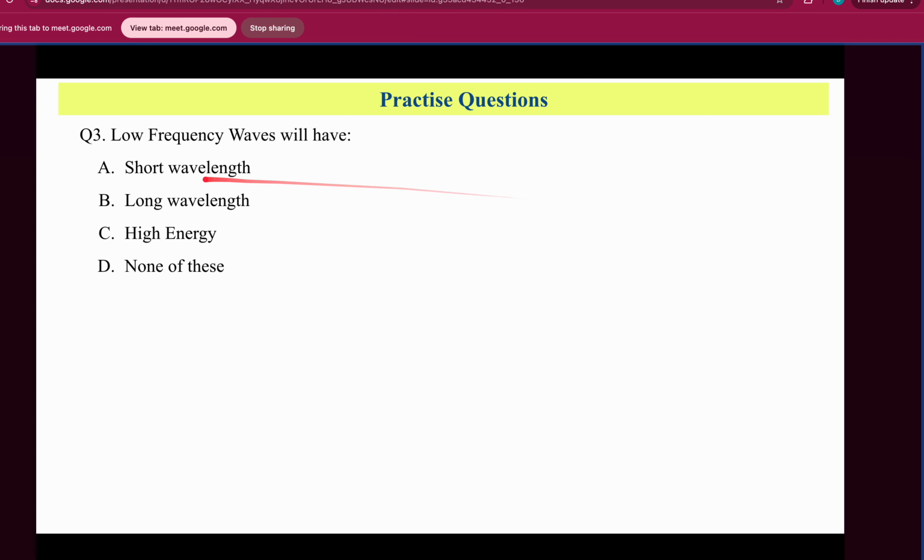Third question is, low frequency waves will have option A short wavelength, option B long wavelength, option C high energy, and option D none of these. Yeah, so this is also simple.